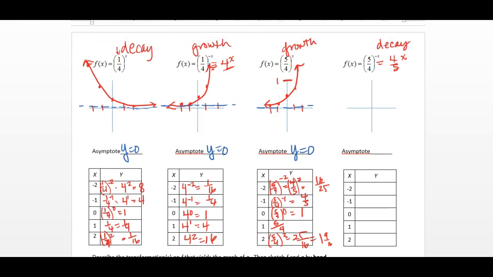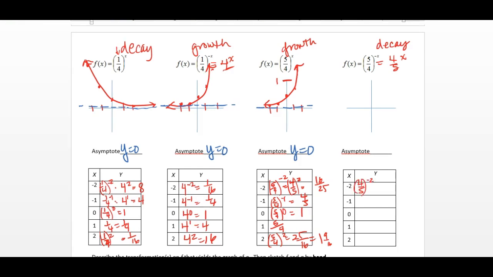4/5 raised to the x power. So 4/5 raised to the negative 2. Remember, that'll flip it over and square it. So it's going to be 25/16. 4/5 to the negative 1 is 5/4. So that's 1 and 1/4. 4/5 to the 0 is 1. 4/5 to the first is just 4/5. 4/5 squared is 16/25.